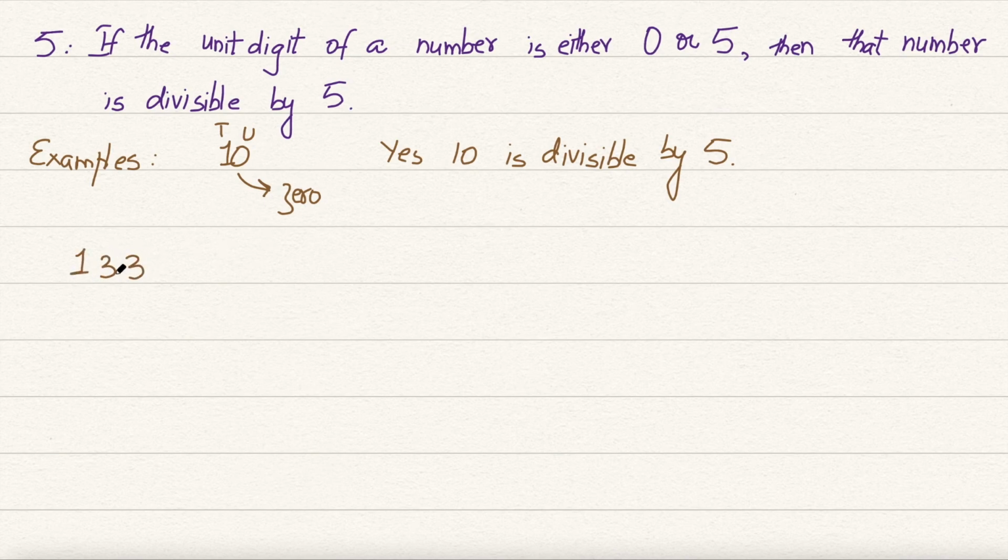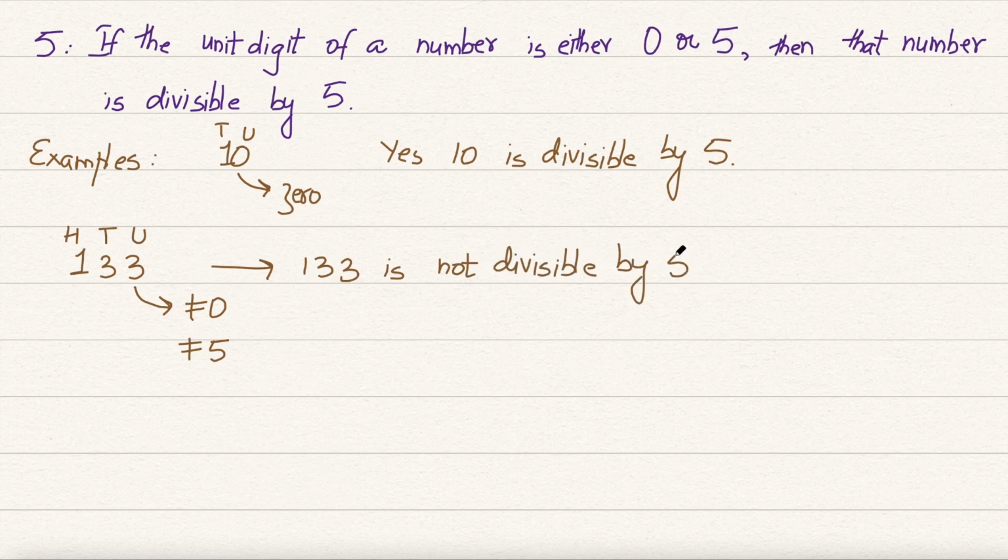133. Determine the unit digit. This is the unit digit, this is tens, and this is hundreds. The unit digit here is not equal to 0, and this is not equal to 5. That's why 133 is not divisible by 5. Another example.